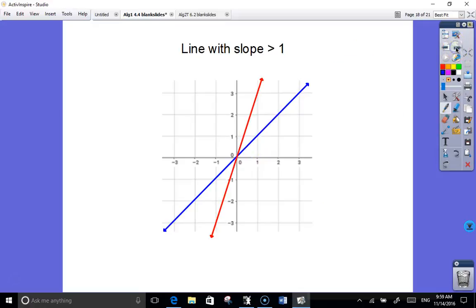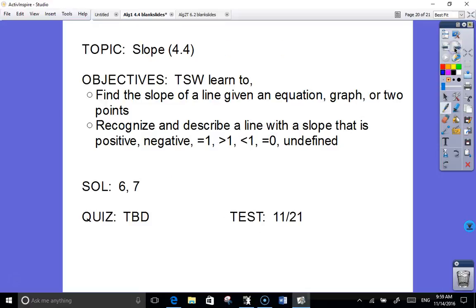A line that has a slope greater than 1 should be tilted up more. That's greater than 1. That's less than 1. It should make sense to you: if you're graphing a line with a slope less than 1, you should be looking for a line that's closer to the x-axis than it is to the y-axis. So those 3: that's 1, that's greater than 1, that's less than 1. And that's the lesson.